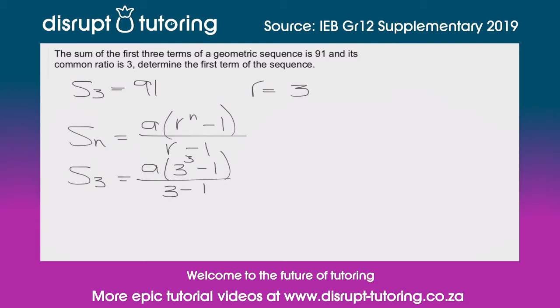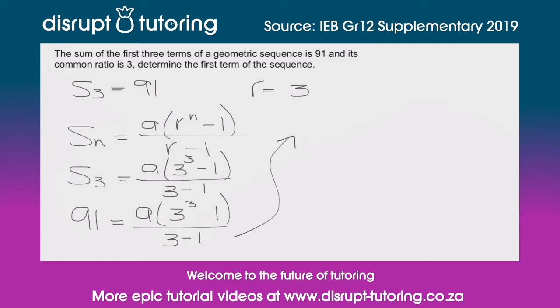What's really nice is once I plug in the S3, I will only have the a that is missing, and that's the one we're trying to solve. So let's plug in our 91 equals a times 3 to the 3 minus 1 over 3 minus 1. Right, now we can start looking to solve this.